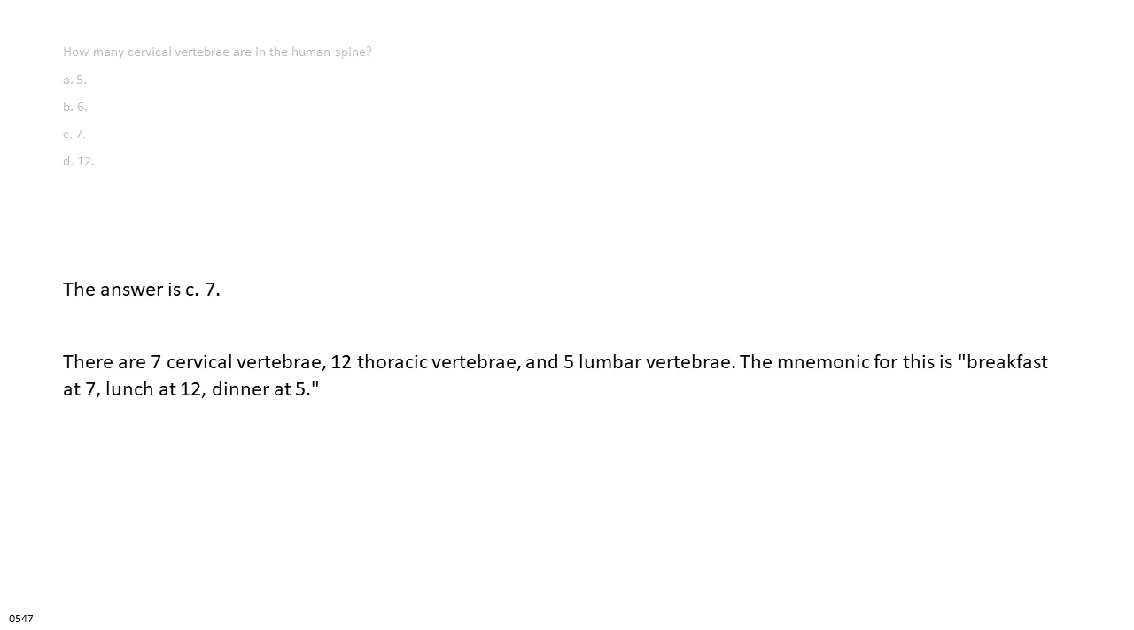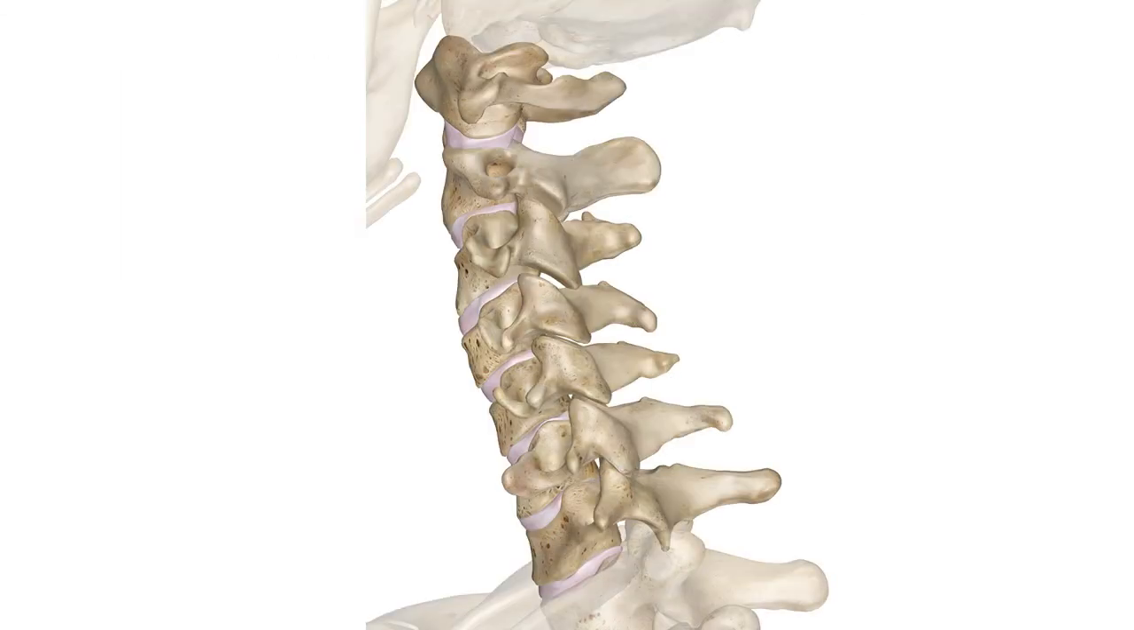There are 7 cervical vertebrae, 12 thoracic vertebrae, and 5 lumbar vertebrae. The mnemonic for this is breakfast at 7, lunch at 12, dinner at 5.